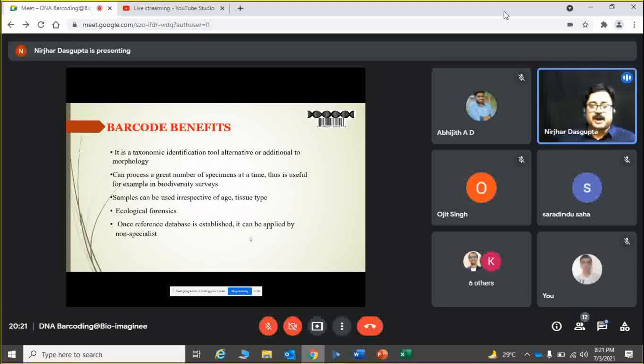Anyway, now coming to the barcode benefits. It is a taxonomic identification tool alternative to or additional to the morphology. Now there has been a big speculation that DNA barcoding is an alternative, taking over the conventional taxonomic identification or morphological identification system. This is actually not doing that. This is just an additional tool to what you already have. The morphological system was already present, but this DNA barcode is just giving an extra tool so that the identification becomes flawless.